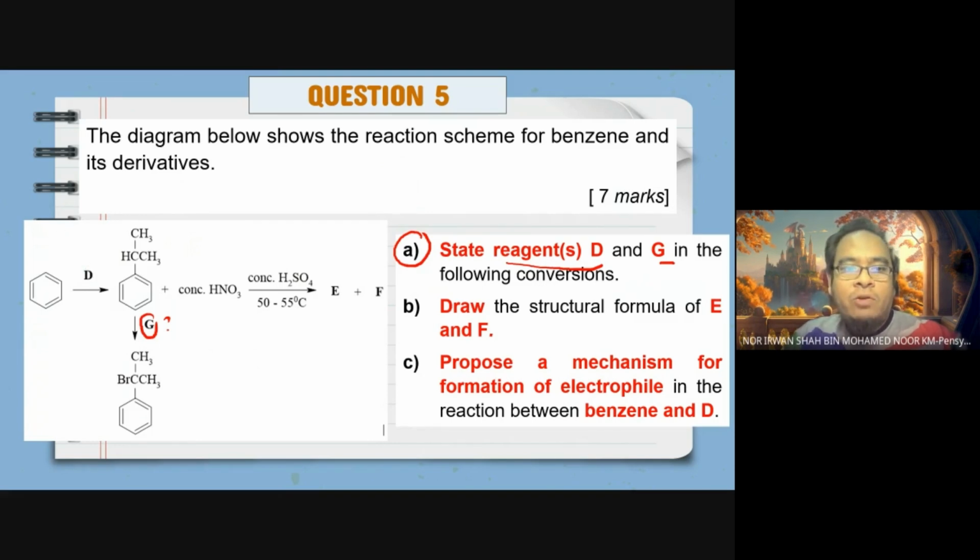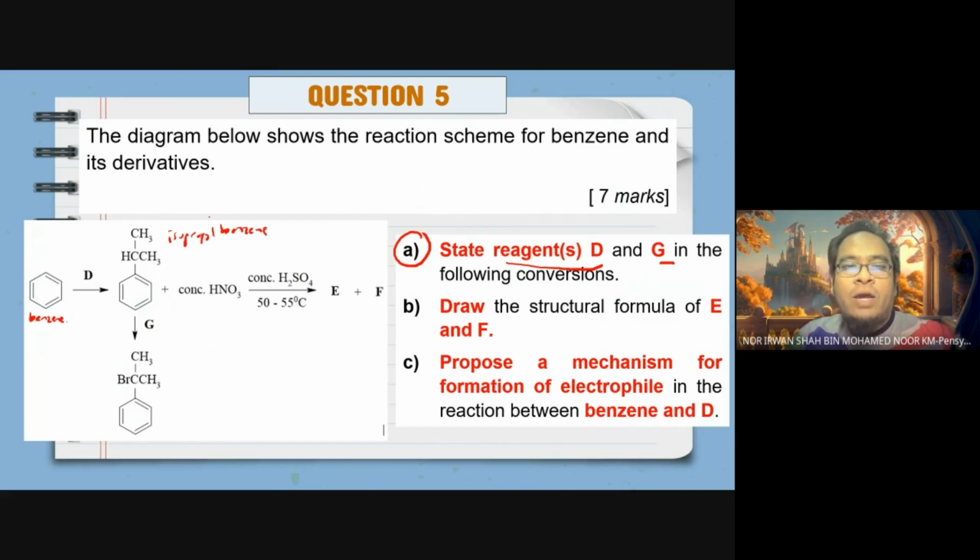Okay, kita buat D dulu. Let's start with D dulu. Okay guys, jadi kita ada apa kat sini? Kita ada benzin. Okay, nampak? Benzin tindak balas dengan reagent D. Dapat apa ni? Guys, siapa tahu apa nama ni? Nampak? Apakah alkyl ni? Isopropyl kan? Ini namanya adalah isopropyl benzin. Jadi kita dapat isopropyl benzin.